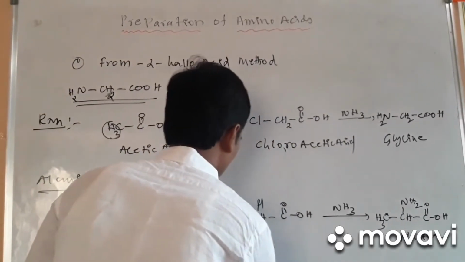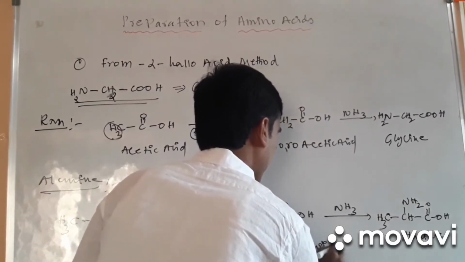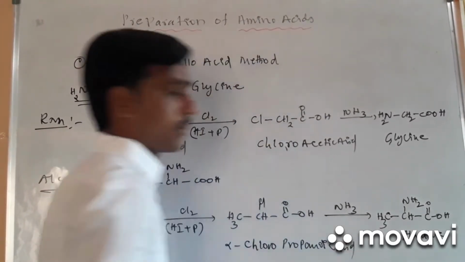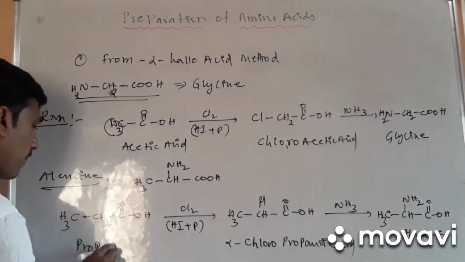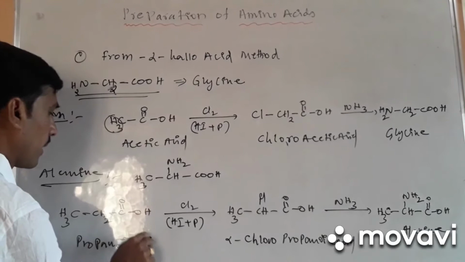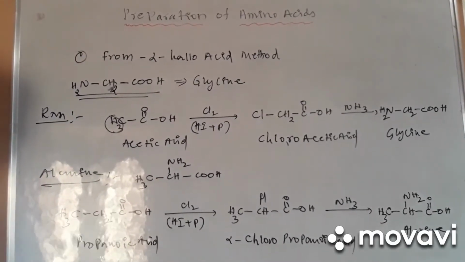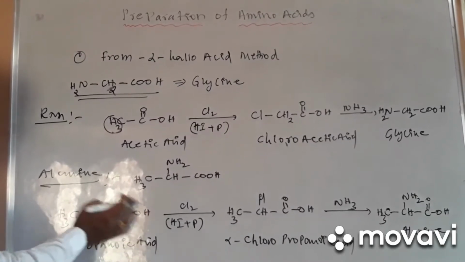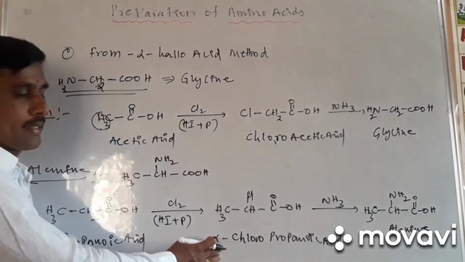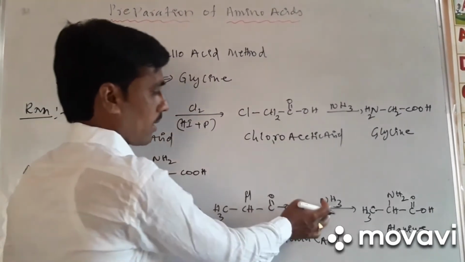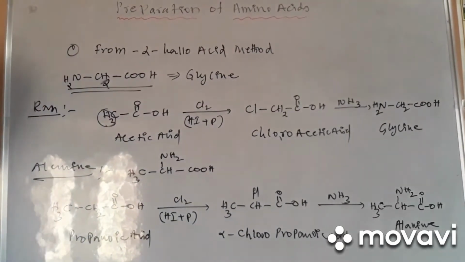This name is alpha chloropropanoic acid. This is propanoic acid, CH3CH2COOH. This propanoic acid reacts with chlorine molecule to produce alpha chloropropanoic acid. This again reacts with ammonia molecule to produce alanine. The reaction condition is the same.